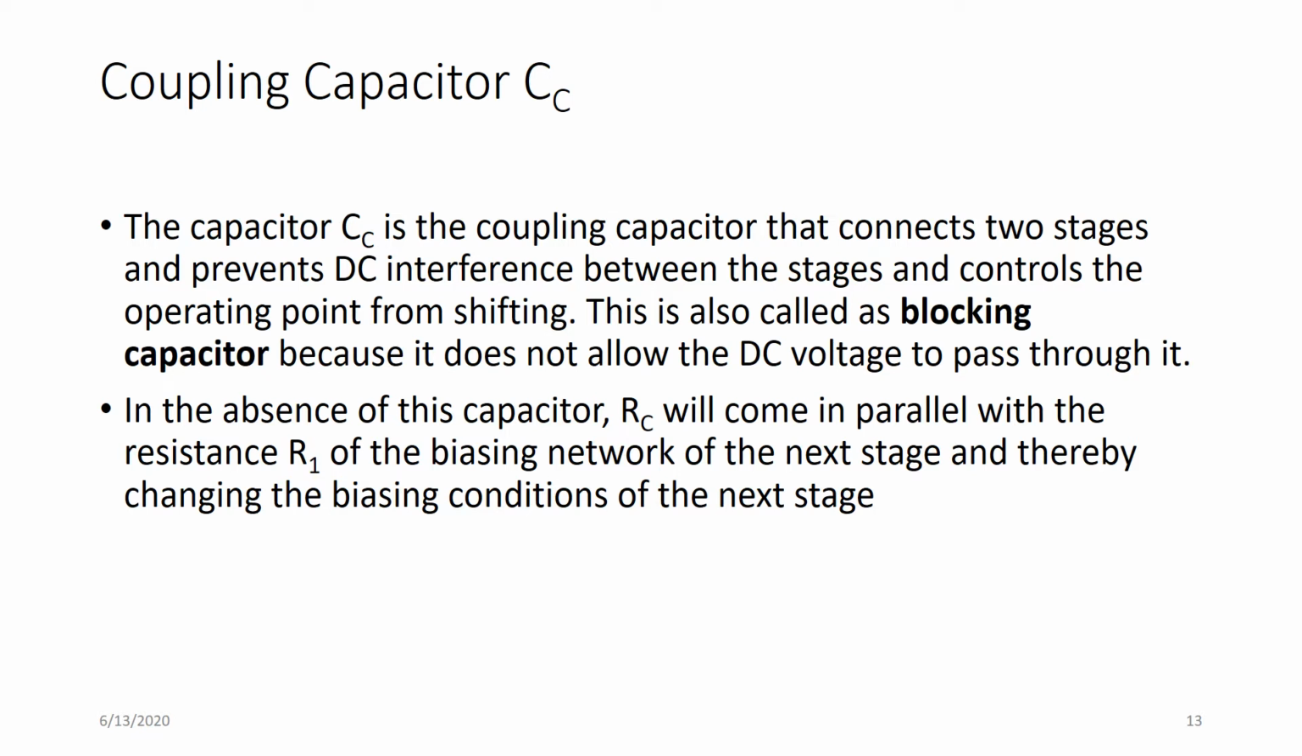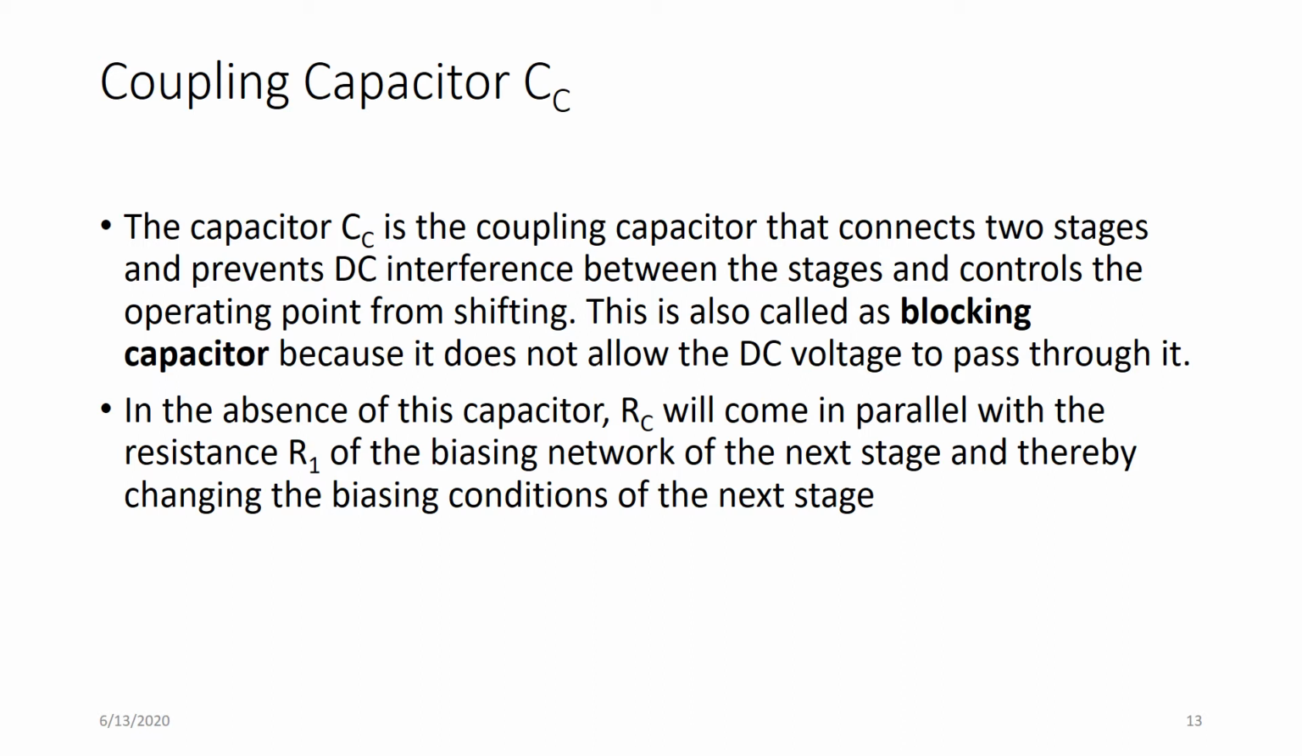Coupling capacitor CC at the output. The capacitor is a coupling capacitor that connects the two stages and prevents the DC interference between the stages and controls the operating point from shifting. It is also called a blocking capacitor because it does not allow the DC voltage to pass through it.